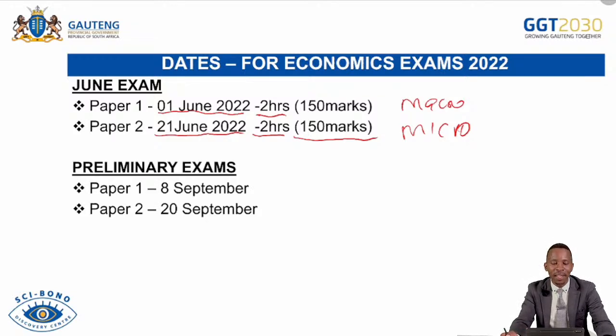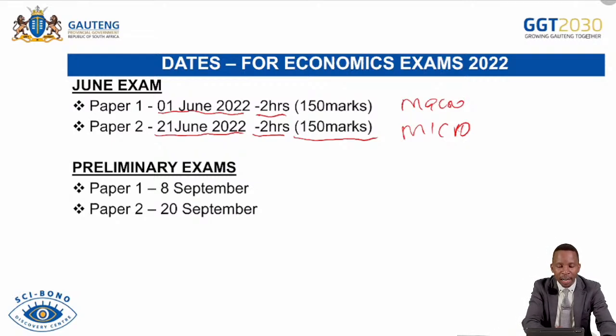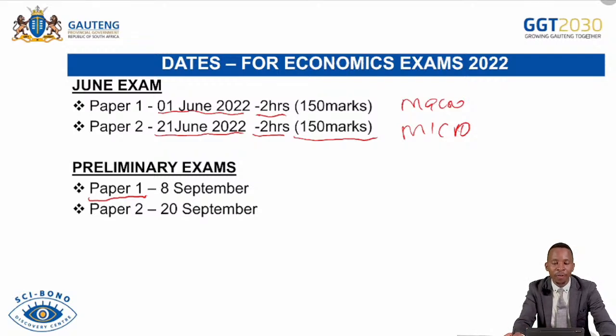And then the preparatory examination, which is the prelim. This examination already has some official dates. So for paper 1 of the preliminary examination in economics, we are writing paper 1 on the 8th of September. So your prelim paper 1 is 8th September. Keep the date, it's very important for you to prepare yourself.